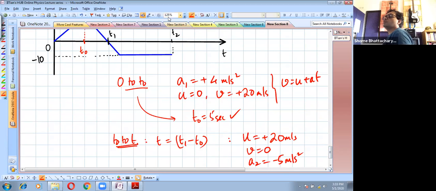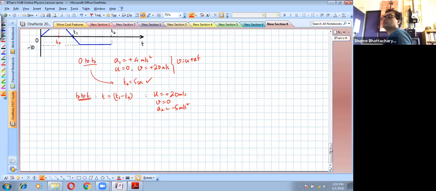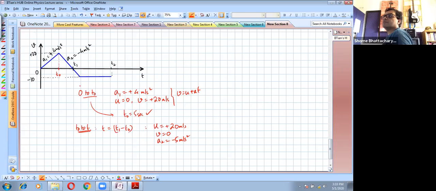So this is what is happening corresponding to the second part of the graph. You can understand, this is what is happening between time T0 and time T1, when the velocity is decreasing from plus 20 to 0. And when it's 0, momentarily it's at rest.